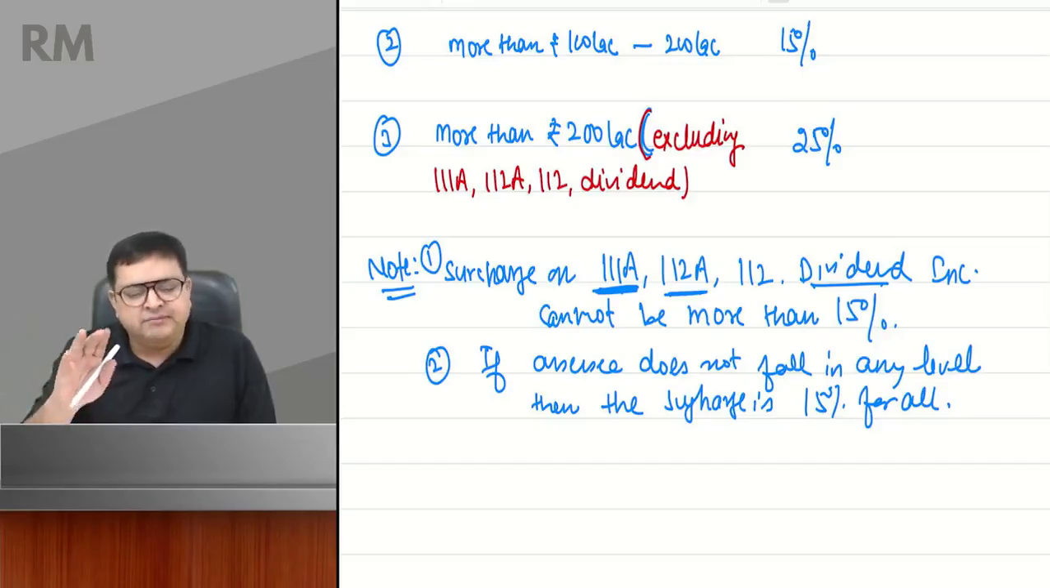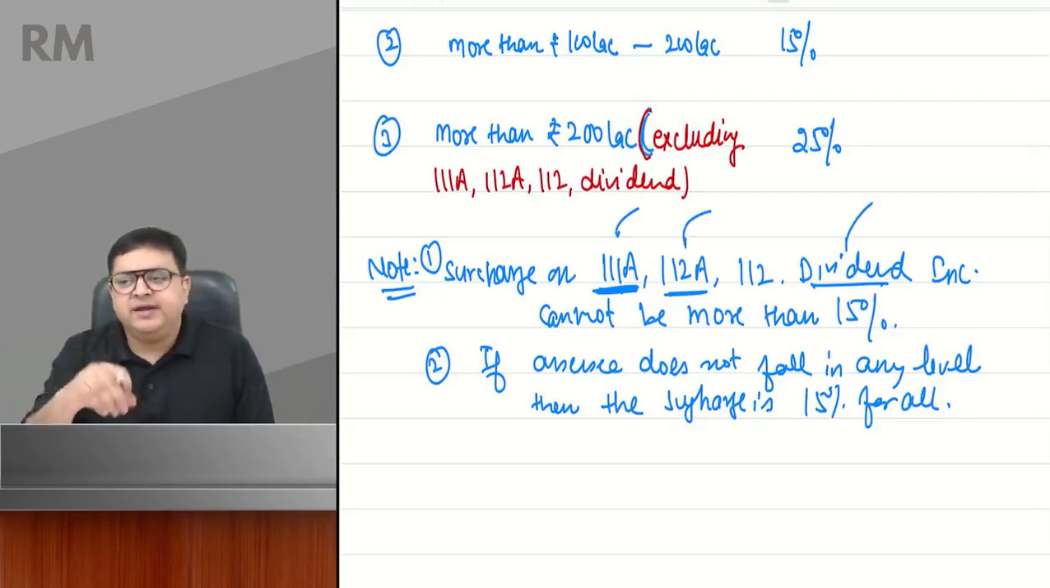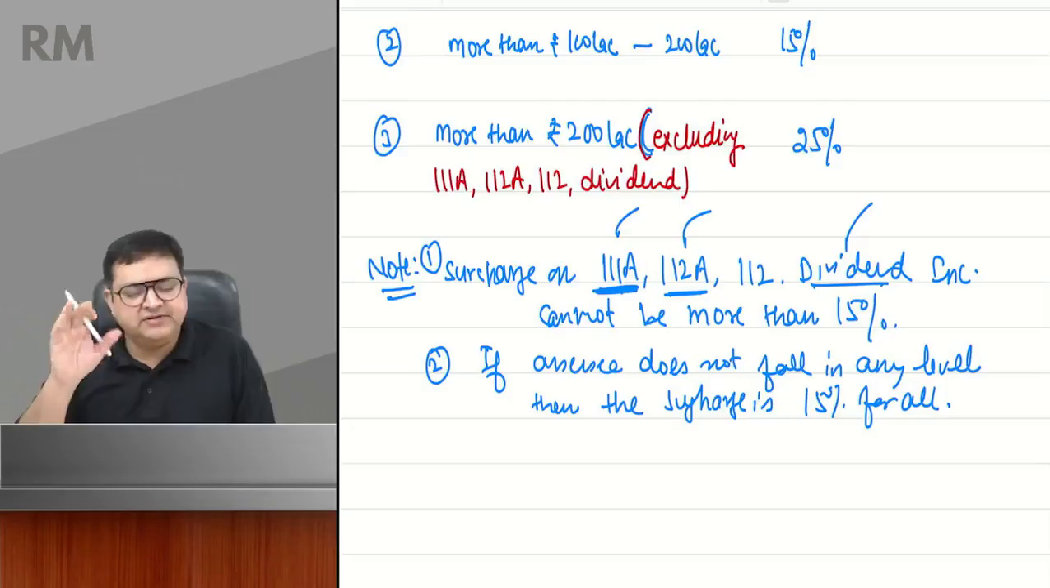Previously we were taking a maximum surcharge of 15%. 10% we were taking for those between 50 lakh and 1 crore, and for more than 1 crore, we were taking 15%. Are you ready to pay 15%? They said, okay, ma'am, maximum 15% we can pay. Then she said, okay, on 111A, 112A and dividend income, the maximum rate will be 15%. If you are between 50 lakh and 1 crore, then pay 10%. If it is more, pay 15% and enjoy. You don't have to pay 25%. You don't have to pay 37%.